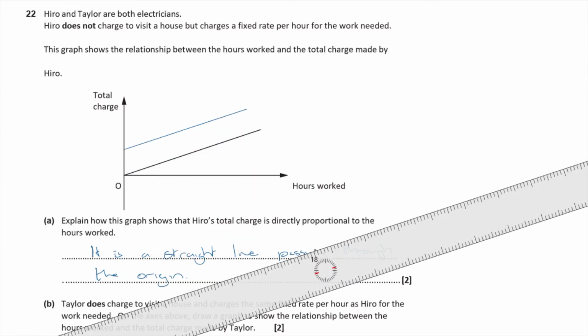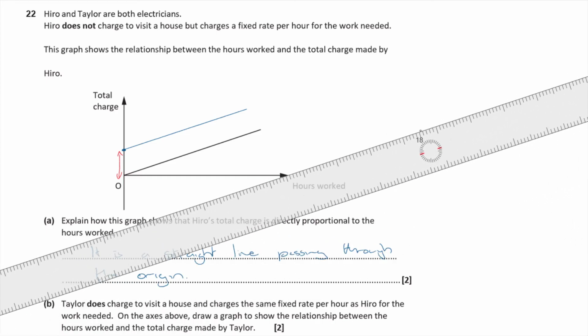Okay, so the same gradient shows that he's charging the same hourly rate, but then this gap here from here to here is the fixed charge. Now if I knew what the fixed charge was, then I could say what that point is on the y-axis. So let's say he charged £25 call out, then that would be 25, wouldn't it, whatever it is. Okay, but I don't know what it is, so it's just going to be a bit above the axis.